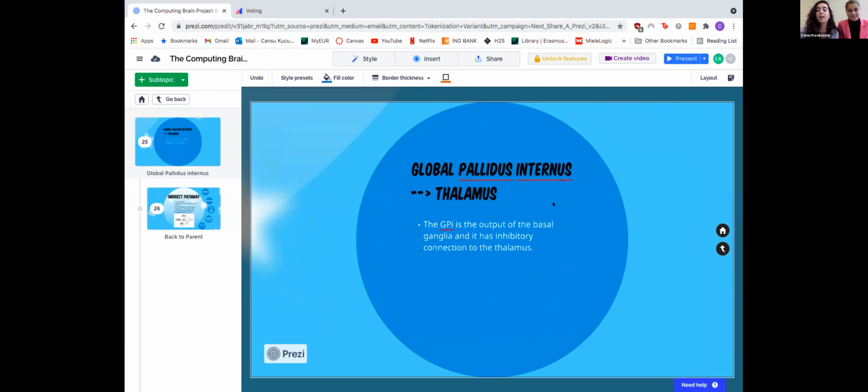And then GPI receives these inputs from the direct pathway, the indirect pathway, and the excitatory connection from STN. And at the end, it's going to choose which type of action has to be selected, and that is going to be sent to the thalamus for it to do that.